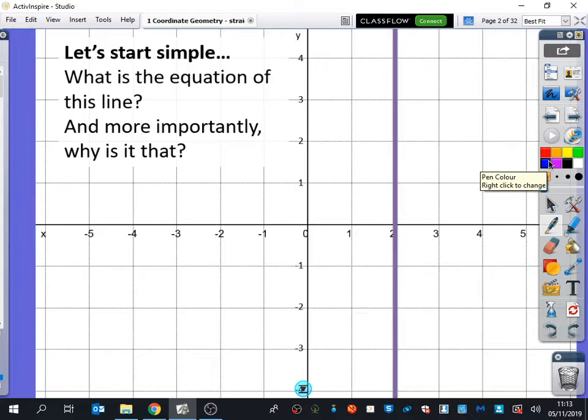Okay, I'll start off. Tamim, what is the equation of the line? And what's your explanation of why that's always the equation of the line?